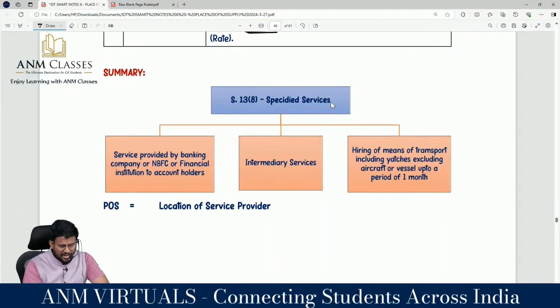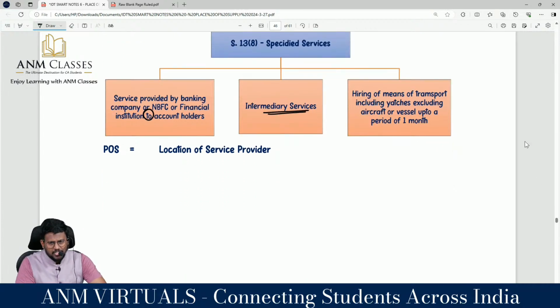So 13.8 is specified services. This is a summary. Service provided by a banking company or NBFC or financial institution to an account holder. This is the first service. Number 2 is what? Intermediary services. Hiring of means of transport, including yachts, excluding aircraft or vessel, up to a period of. That means for aircraft or vessel, straight away the provisions of 13.2 will be applicable.